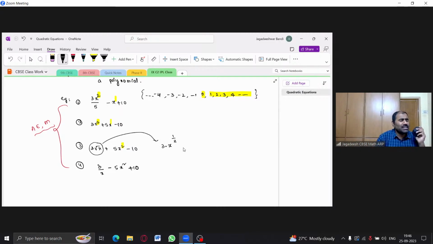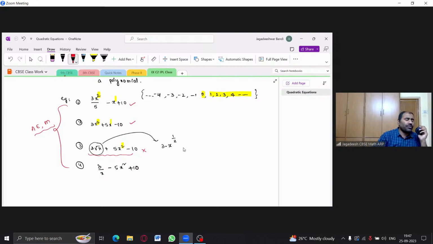Is 1 by 2 an integer? No. 1 by 2 is not an integer. Maybe it is positive, but it is not an integer. Hence, this entire expression is not a polynomial. Why? Because the power of the variable is not an integer. Maybe positive 1 by 2, but it is not an integer. Fine. So it is not a polynomial. The first two are no doubt polynomials.